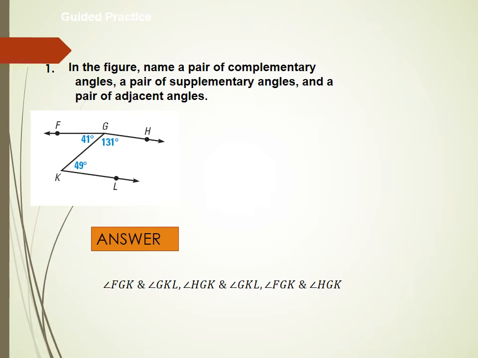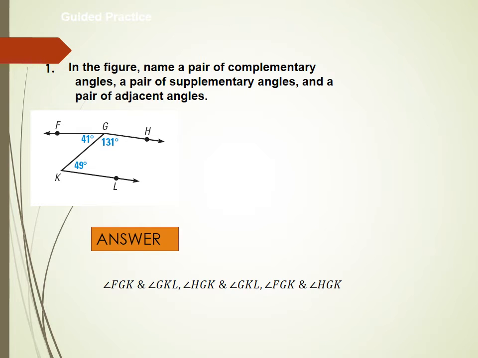Now let's look at HGK. G is the vertex. We're talking about the angle between the H and the K, so that's 131. HGK. And GKL. GKL, remember, is just like the other one we had, which is 49 degrees. So 49 and 131 add to equal 180. So they are supplementary, but they are non-adjacent because they're not sharing the same vertex and the same line. 131 has a vertex of G, 49 has a vertex of K.